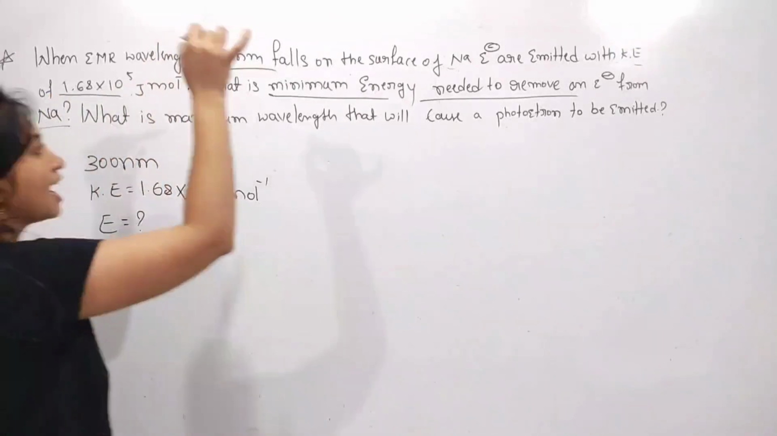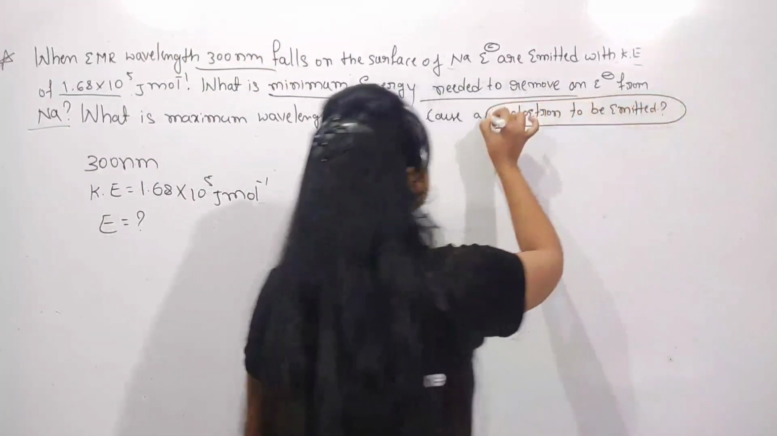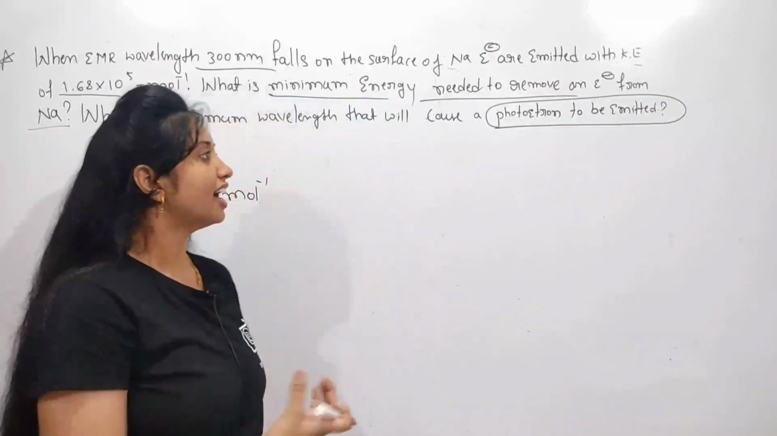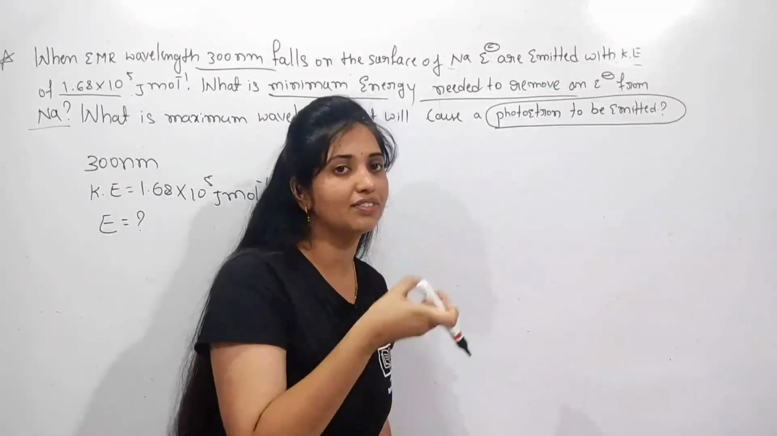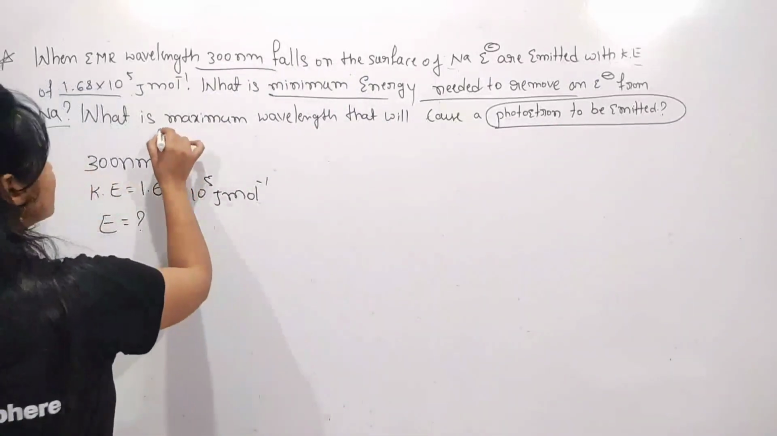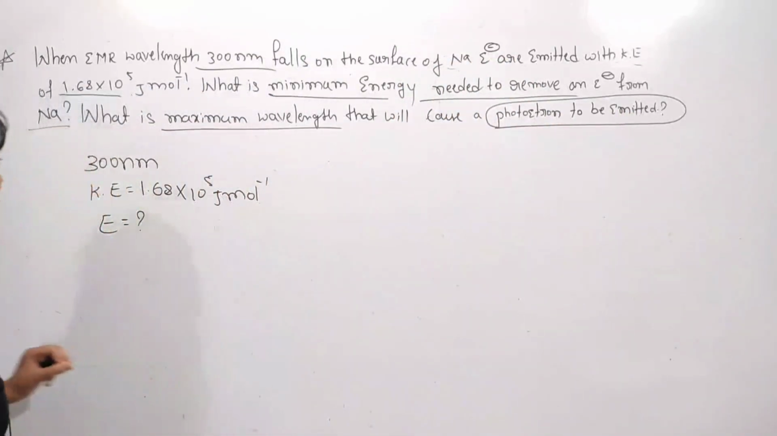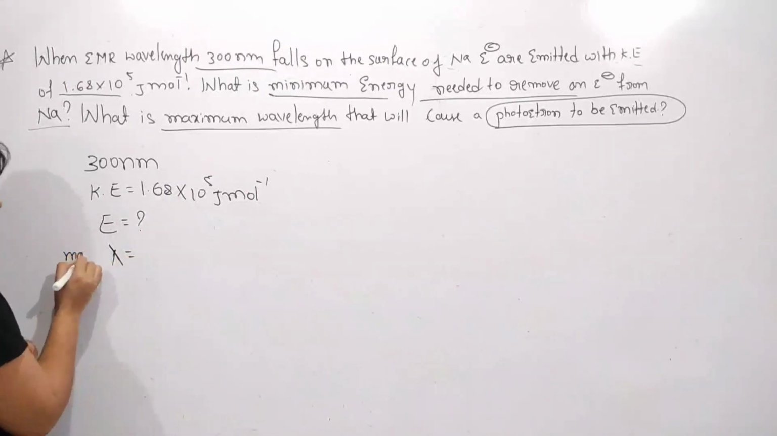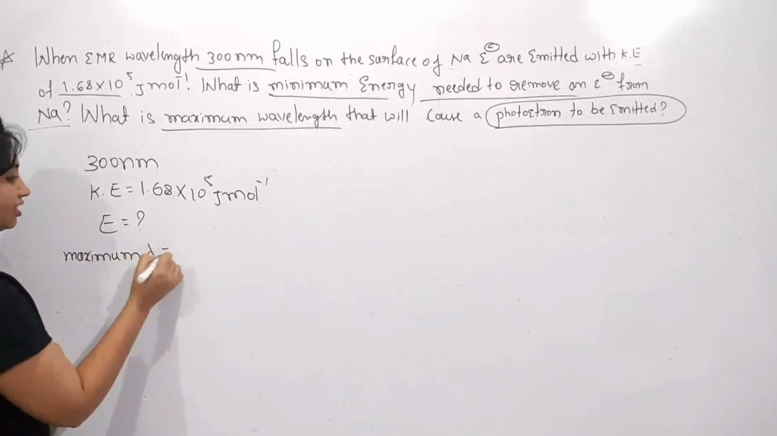Then what is the maximum wavelength that will cause a photoelectron to be emitted? I already told you in a previous class, at a certain frequency or a certain wavelength of the incident radiation, only then do we see the photoelectric effect. So they asked us the maximum wavelength that will cause the photoelectron to be emitted. So they asked the maximum wavelength.